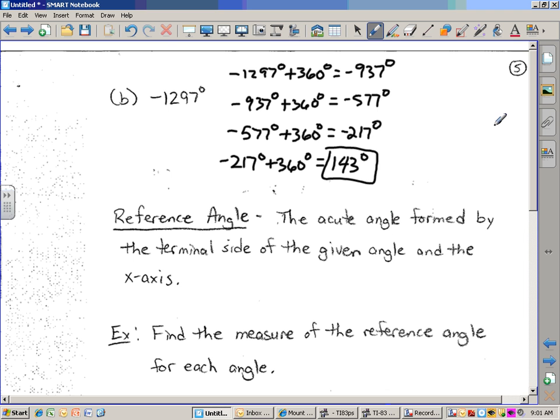Now, all of these results are coterminal. Okay? Negative 937, negative 577, and negative 217 are all coterminal with the original negative 1297. They're all negative coterminals. 143 is the first that's between 0 and 360. Where is that located? 143 degrees is in quadrant 2. Okay, again, you've got 90, 180, 270, 360, so that's going to be somewhere between 90 and 180, quadrant 2.